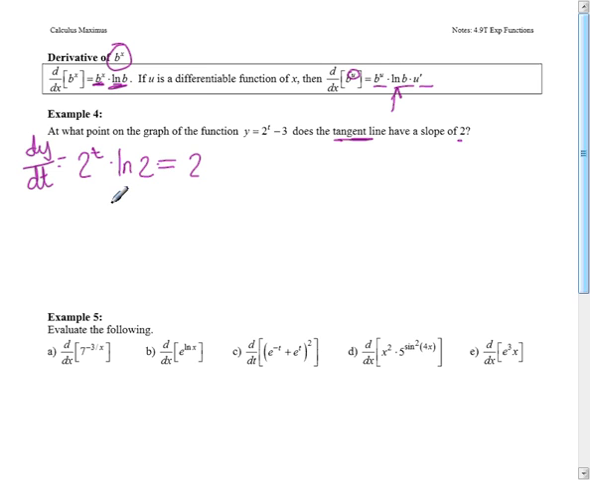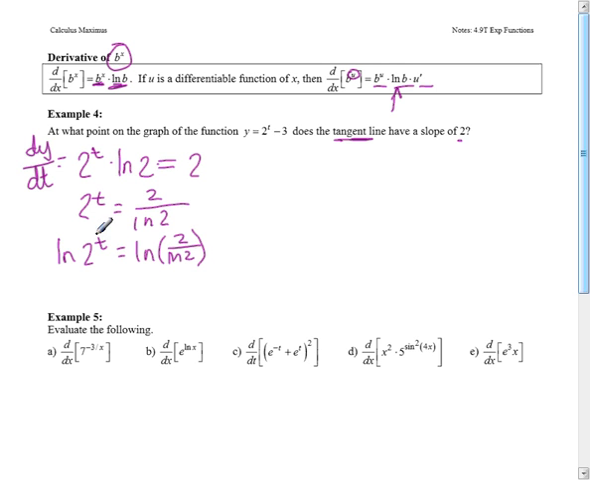To solve an exponential function, you have to get the exponential part by itself. So we're going to divide both sides by ln of 2. So we get 2 to the t equals 2 over ln of 2. And to get that out of the exponent, we can either take the log or the ln of both sides. Ln is a little bit shorter to write, so that's why I'm going to choose that. So take the ln of both sides.